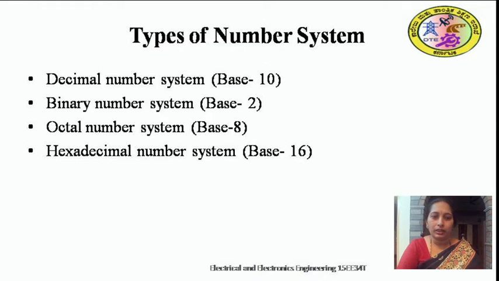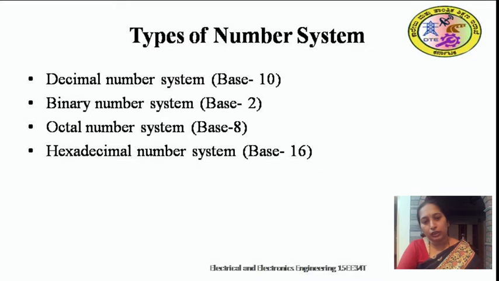The next thing, the binary number system. In the binary number system, we use only 2 digits or 2 symbols. The 2 digits are 0 and 1. To express any number, we use only these 2 digits. Hence, it is called the base 2 system.